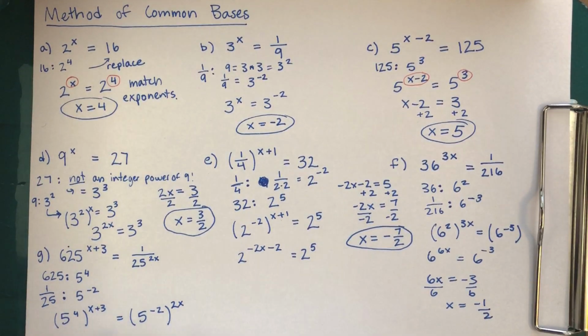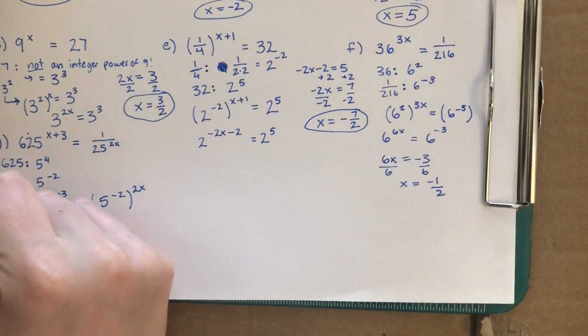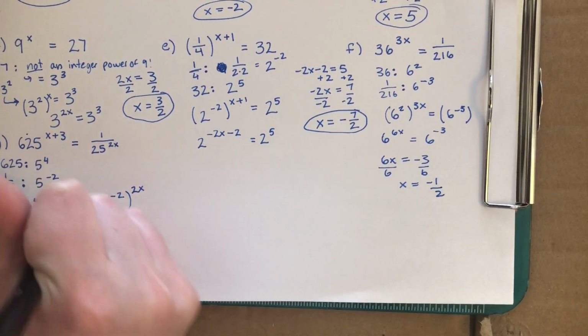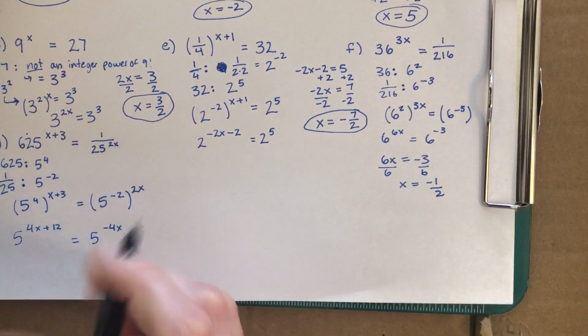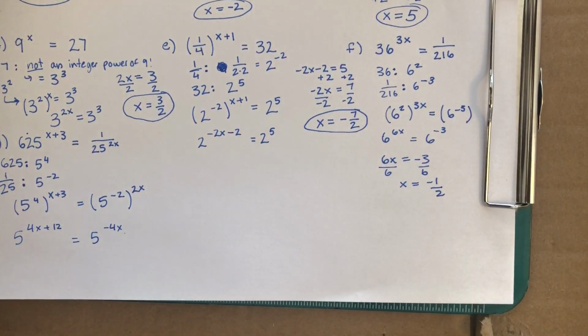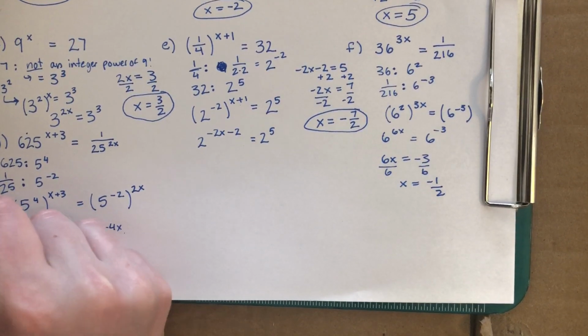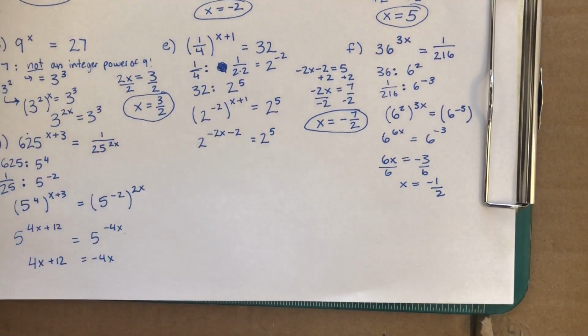So now I need to use the rule on both of these sides that the exponent inside multiplies with the exponent outside. So I have 5 to the power of 4x plus 12 equals 5 to the negative 4x. So all I did was multiply the inside and outside exponents. And now that I have everything else matched, same thing on both sides, I can make these two exponents equal to each other. So I get 4x plus 12 equals negative 4x. You might be tempted to cancel these out, but that's not quite how it's going to work.